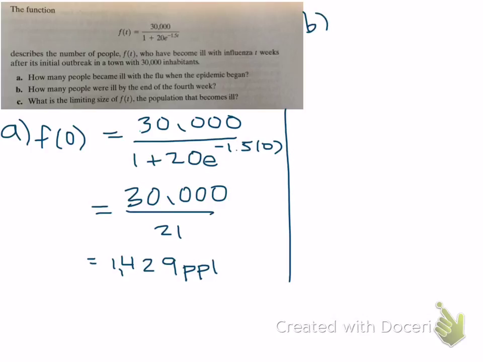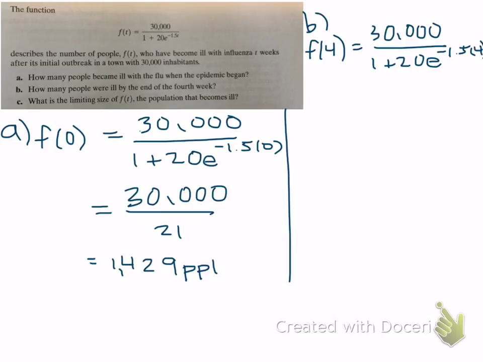So for letter B, this means we're substituting in 4. So I'm calculating f of 4. So I have 30,000 divided by 1 plus 20e to the negative 1.5 times 4. So I would kind of go in stages, or if you want to type this in the calculator all at once, that's fine.